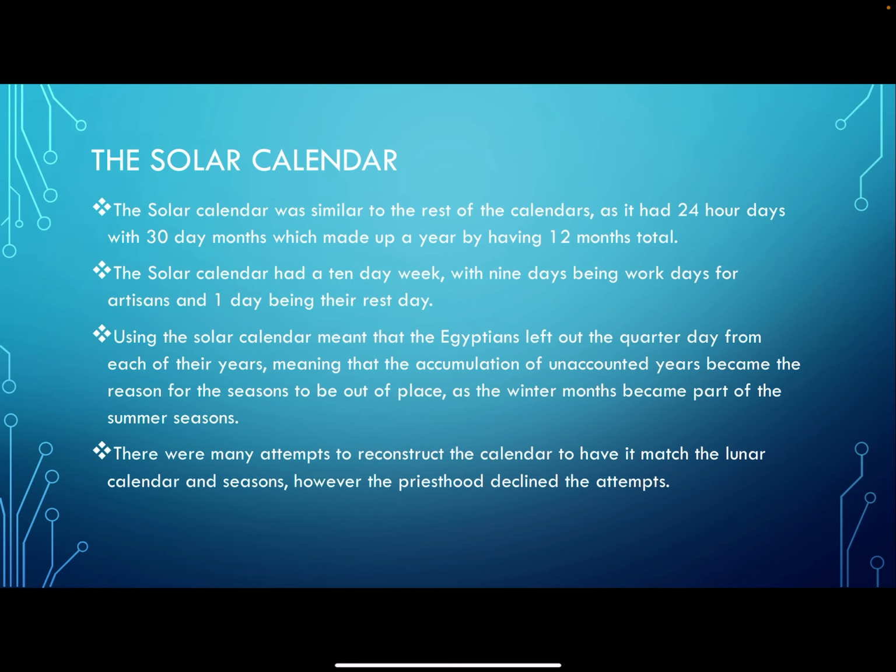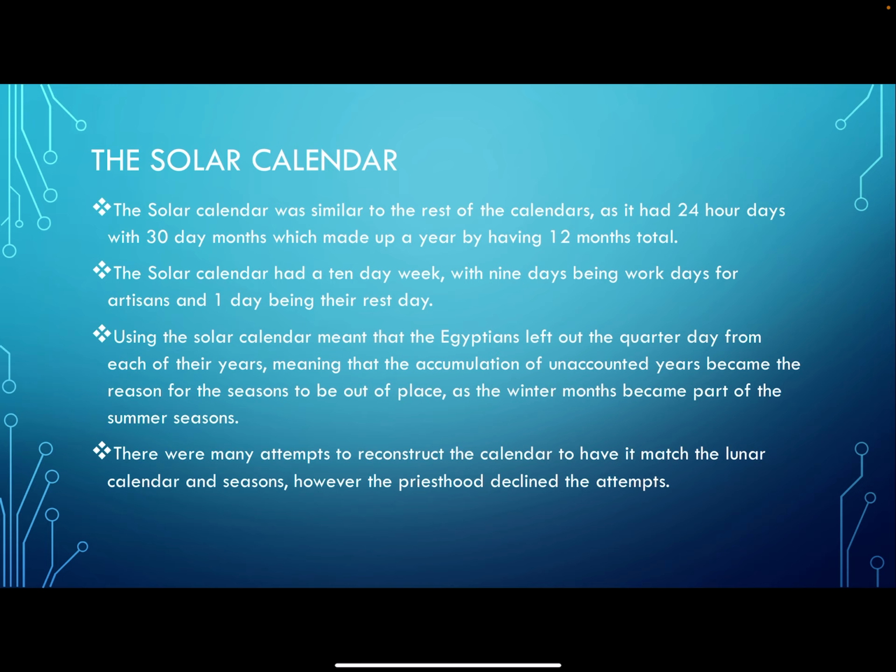Using the solar calendar meant that the Egyptians left out the quarter day from each of their years, meaning that accumulation of unaccounted years became the reason for the seasons to be out of place, as the winter months became part of the summer seasons.